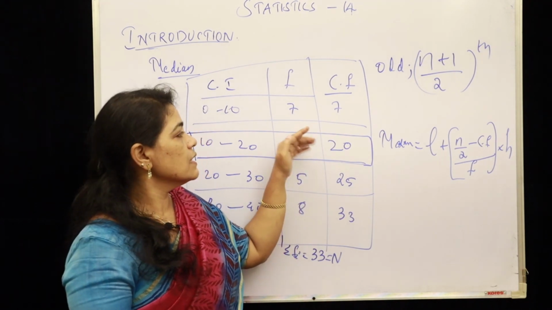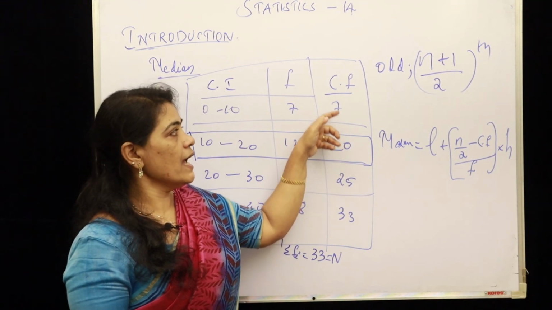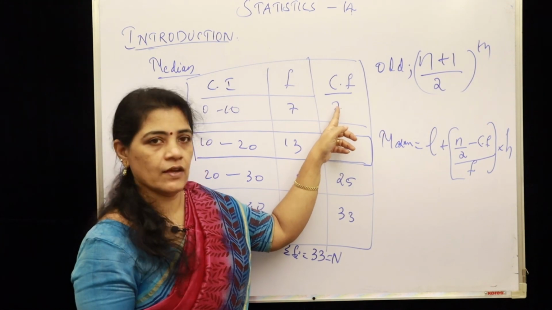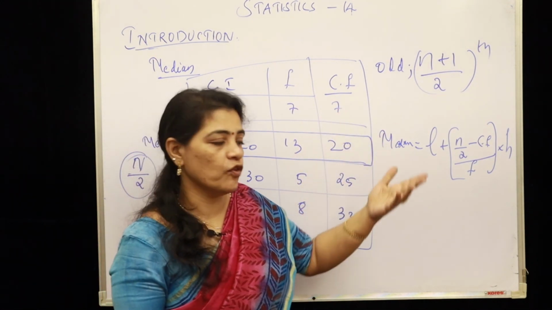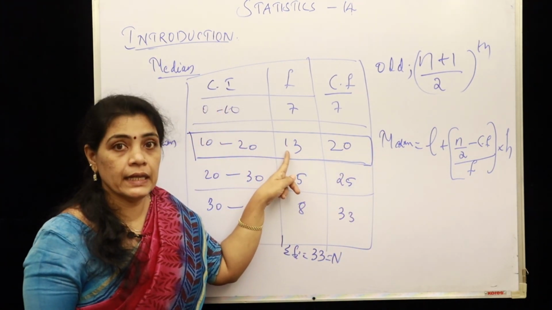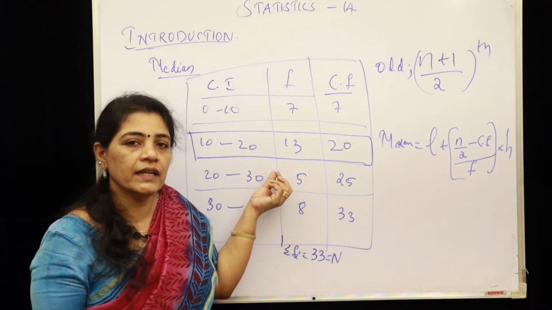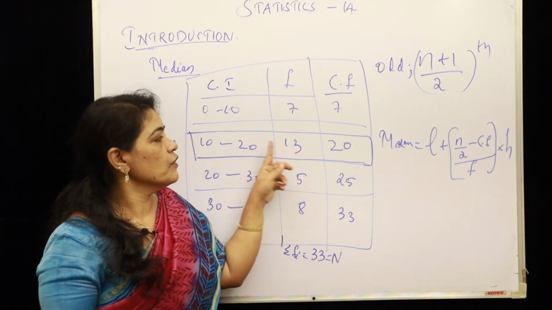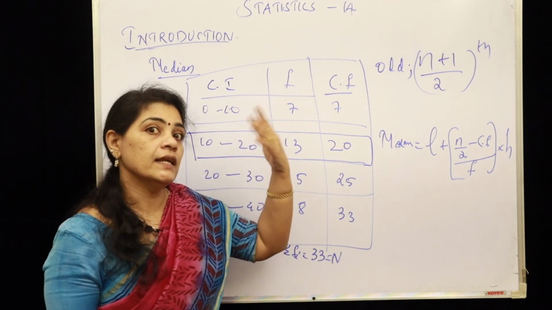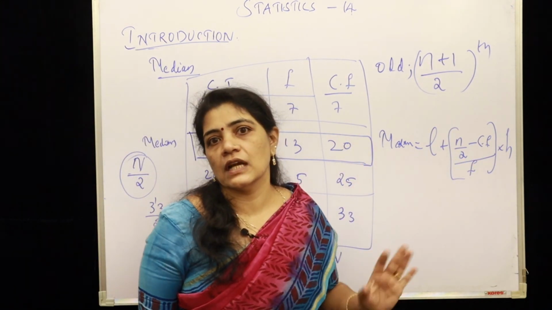That means the class having the cumulative frequency just above the median class. Here that is 7. Preceding means before. And F is, of course, the frequency of the median class. Here that is 13. We have highlighted the median class as 10 to 20, frequency is 13 and CF is 20. So CF will be of the preceding class, the cumulative frequency of the preceding class, and H, of course, is the class size.